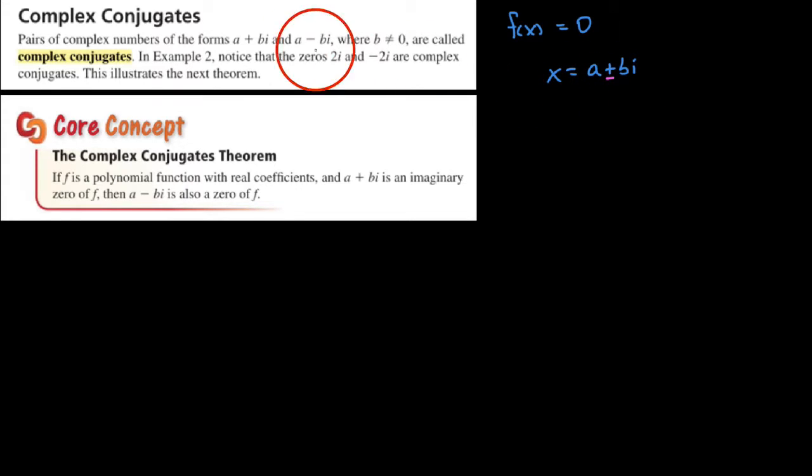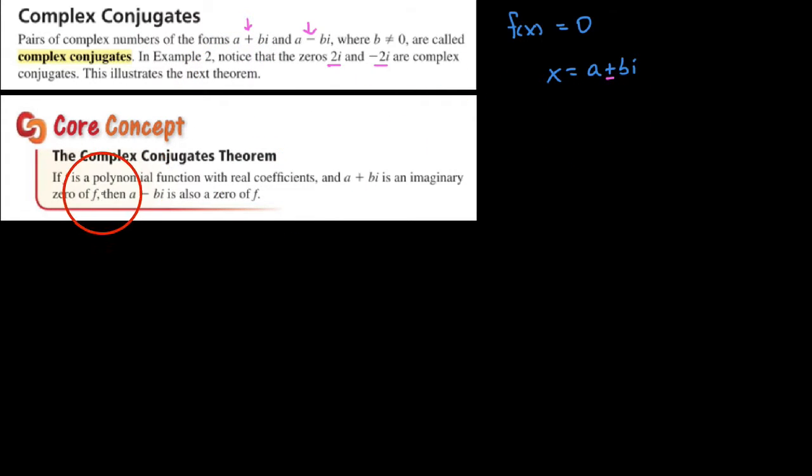And the reason why is because of complex conjugates. Remember we say that things that are conjugates are binomials of the form a plus bi and a minus bi. These would be complex conjugates, where one binomial and the other binomial are almost identical, but their middle signs clash, they are opposites. So we say pairs of complex numbers of the forms a plus bi and a minus bi where b doesn't equal 0 are called complex conjugates. And we said in example 2, notice that the zeros 2i and negative 2i are complex conjugates. This illustrates our next theorem.